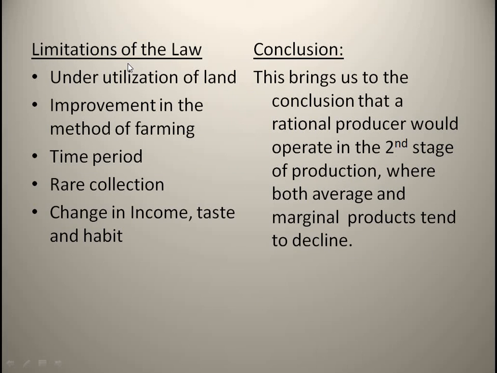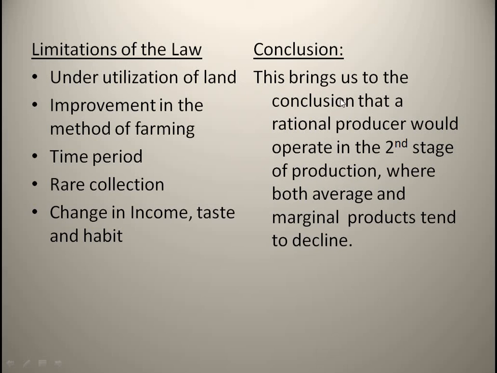You have limitations to the law because underutilization of land will also not give you better output. If improvement is not there, then the output will not be more. It also does not take into consideration the time period. And rare collection, change of income, taste and habit are treated as assumptions, but they change with time. What conclusion are you going to draw from this theory you have learned?